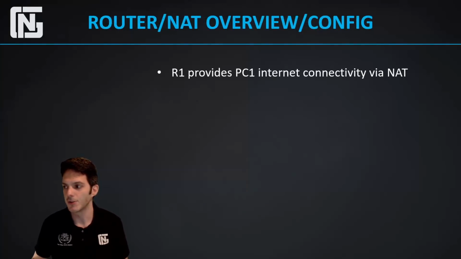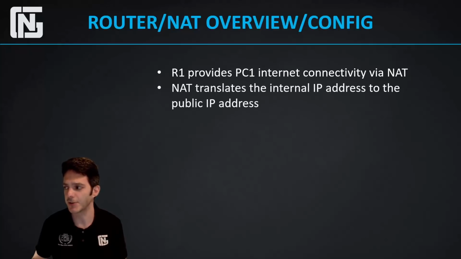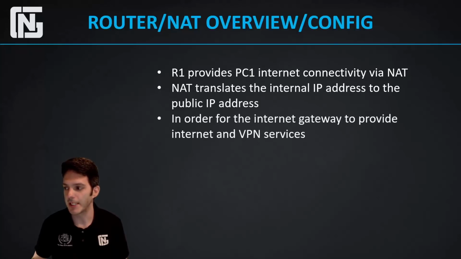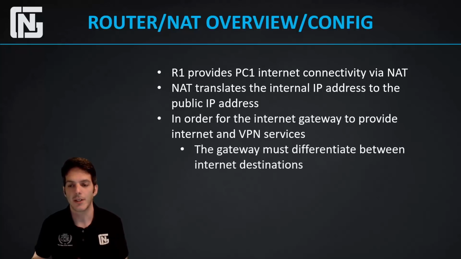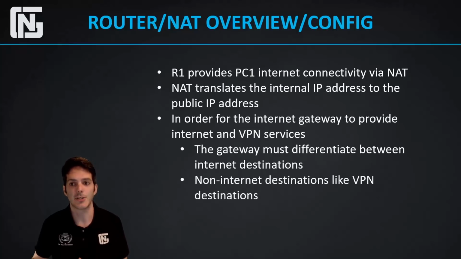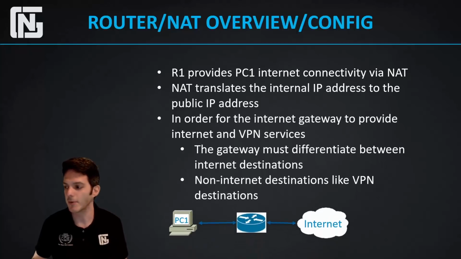Let's go ahead and take a look at the actual overview of the configuration and what that looks like. R1 provides PC1 internet connectivity via NAT, so network address translation. NAT translates the internal IP addresses to the public IP address. That's what NAT does. Now, in order for the internet gateway to provide internet and VPN services, the gateway must be able to differentiate between internet destinations and non-internet destinations like VPN destinations, so PC1 to server 1. And the way that we're going to do that is, in this case here, I wanted to make sure that you understood that PC1 is using router 1 for internet connectivity. That's going to be the NAT piece.